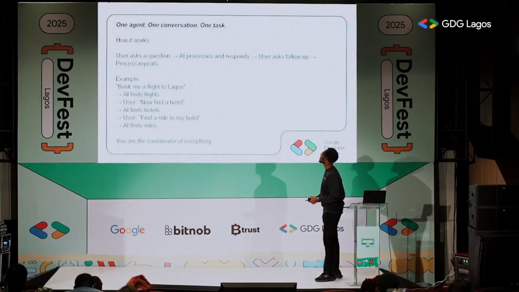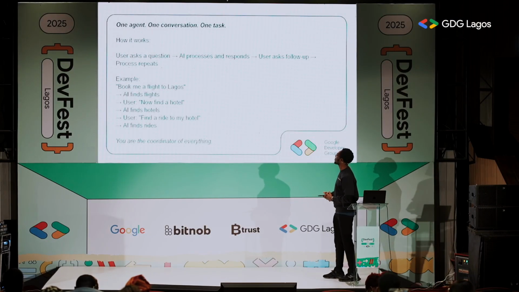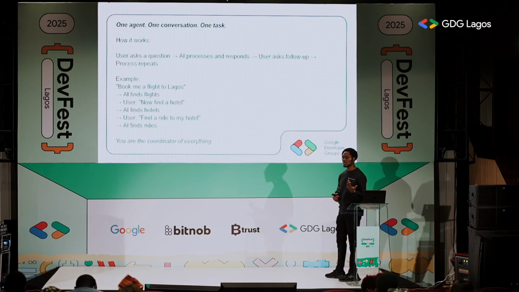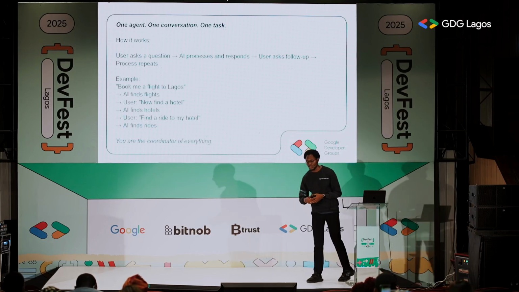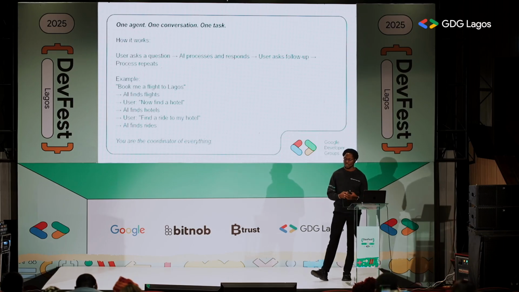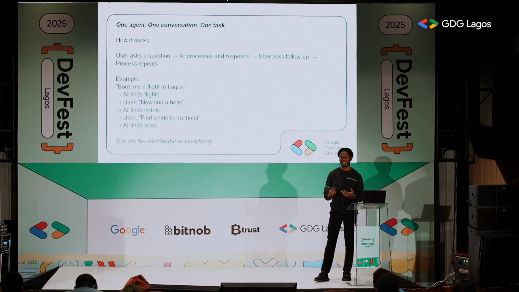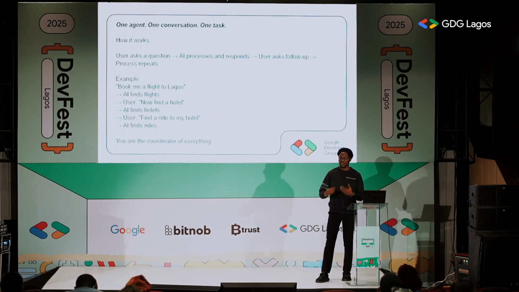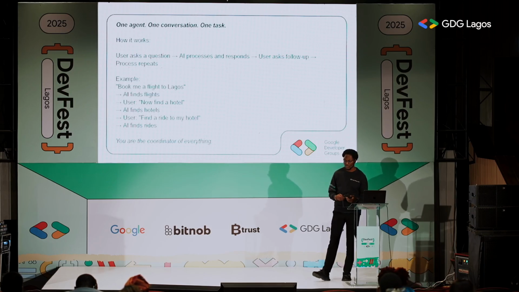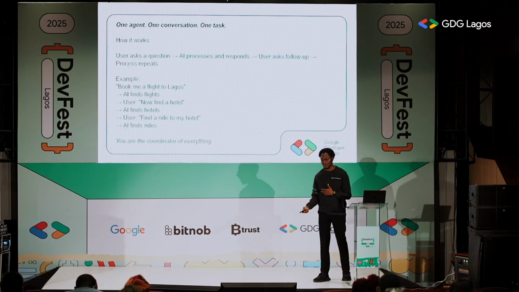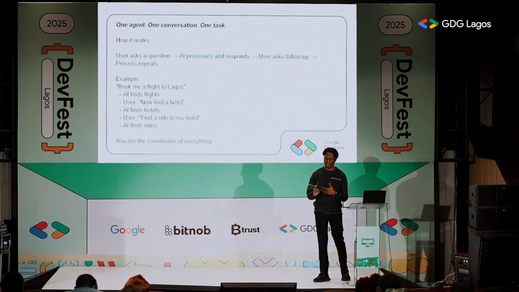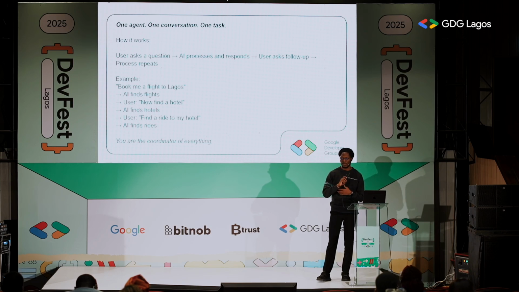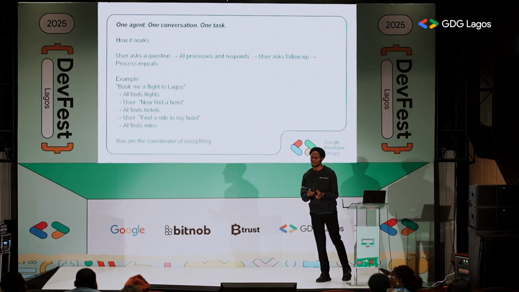So one agent, one conversation, one task. The way that works, I just wrote a bunch of things there. A user asks a question, the AI processes that question and responds to it. A user asks a follow-up, it repeats the process of responding to that question. Right. So example, book me a flight. It finds a flight. Okay, this is an agent. Books me a flight, finds a flight. Now find the hotel. It finds the hotel. Now find the ride to my hotel. Now it does that. That's what an agent can do for you.